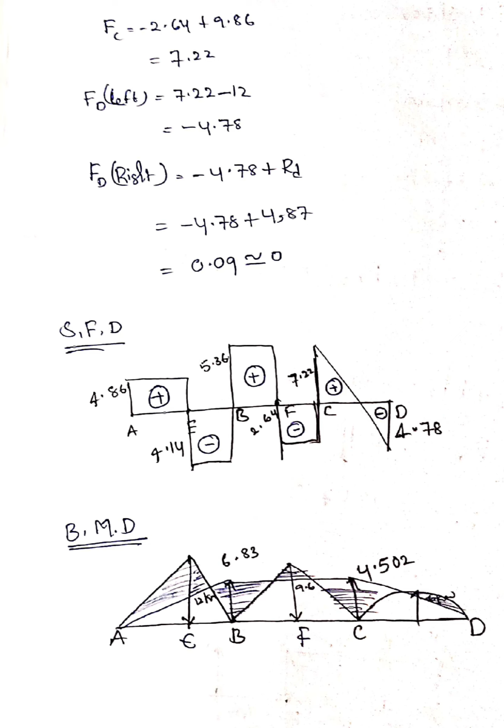First draw the free bending moment diagram and then include the MB and MC values. Okay, MB 6.83, MC 4.502, MD 0. So join this line and include. This is the final net bending moment diagram. Okay, thank you.